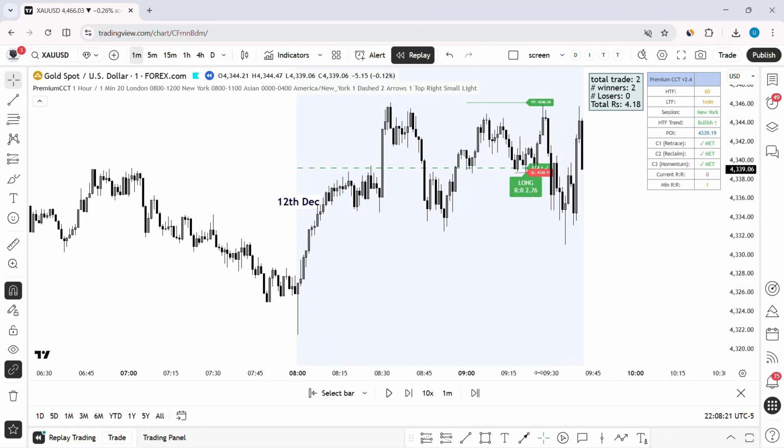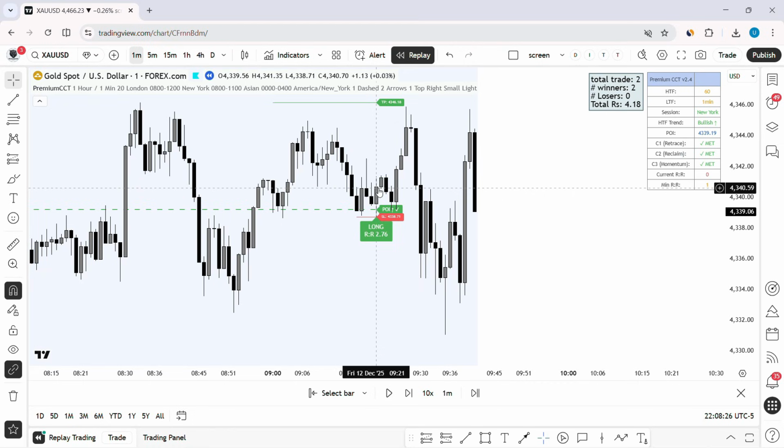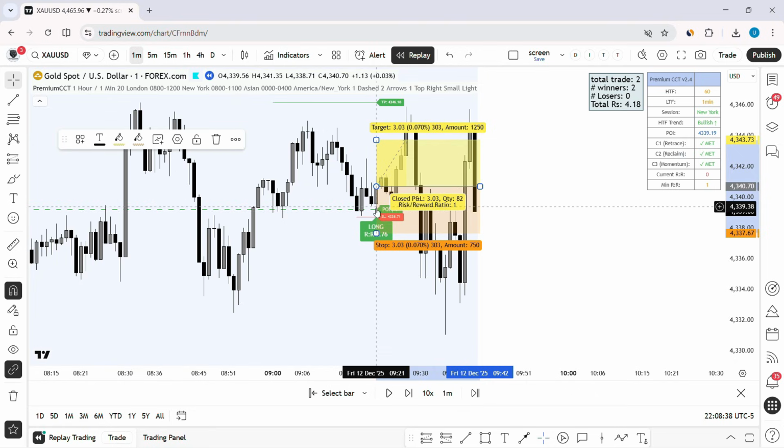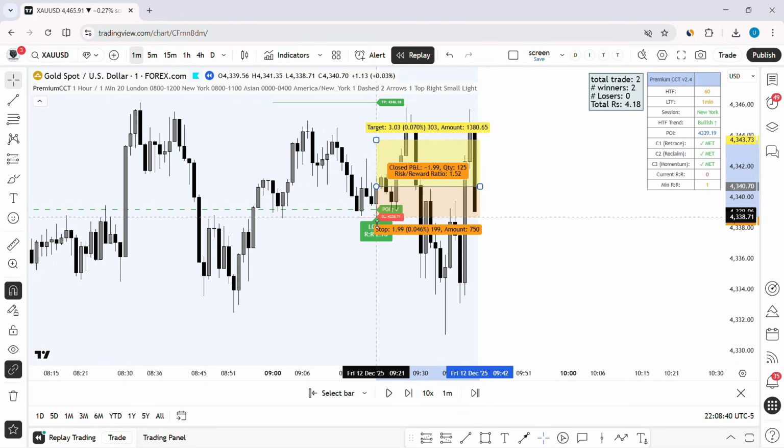So this trade formed at this candle, at the closure of this candle, giving us 2.76 R. Let's see if this trade resulted in profit or not. I don't think it resulted in profit.